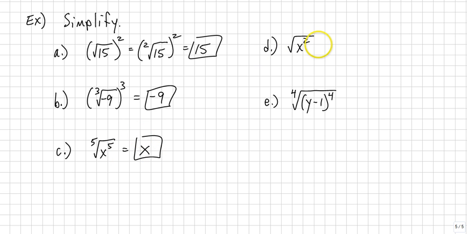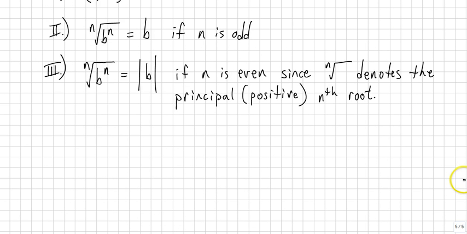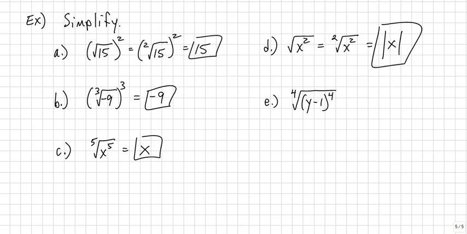But on D, we have the square root of x squared. Now it's even, so we need the absolute value on it. So it's the absolute value of x. So that's that third property, where if these are the same number and they're even, you get the absolute value of whatever the base of that exponent is. And for this last one, we have the fourth root of y minus 1 all to the fourth. So notice it's even and they match. So I have a 4 and a 4. So I need the absolute value of the base of that exponent, which is y minus 1.